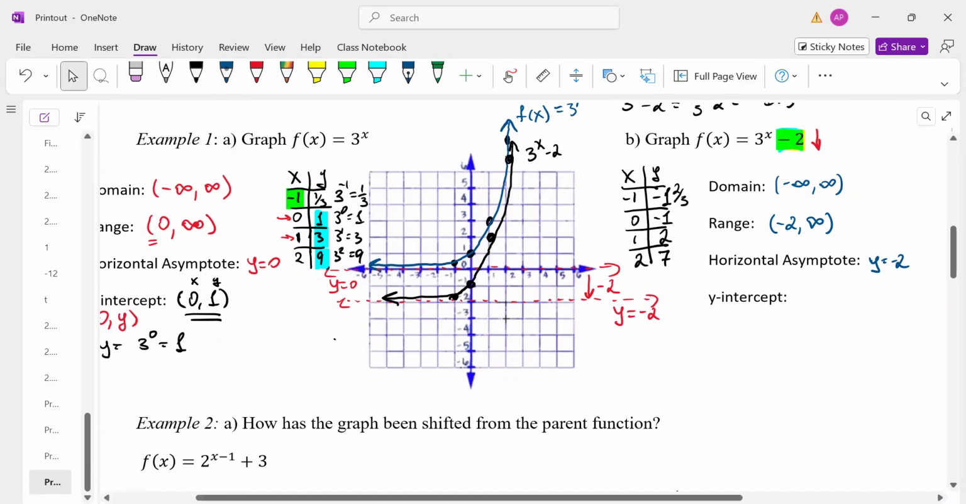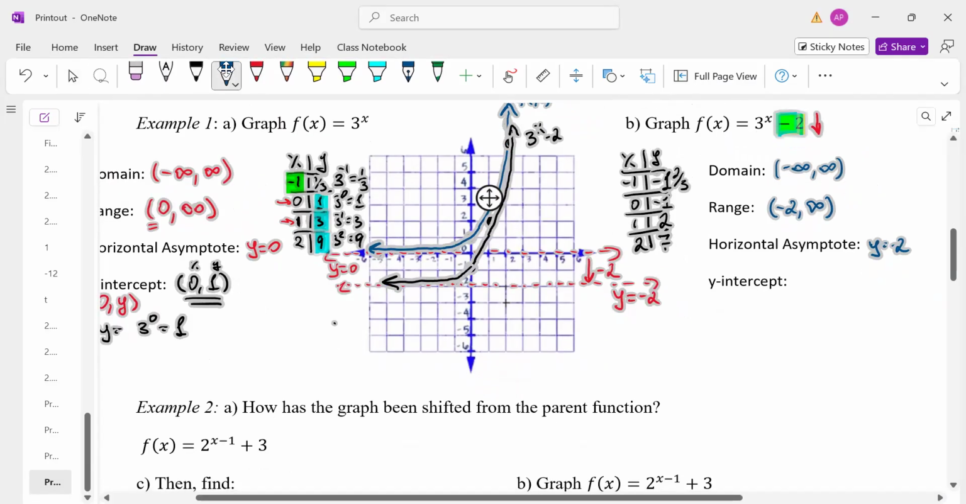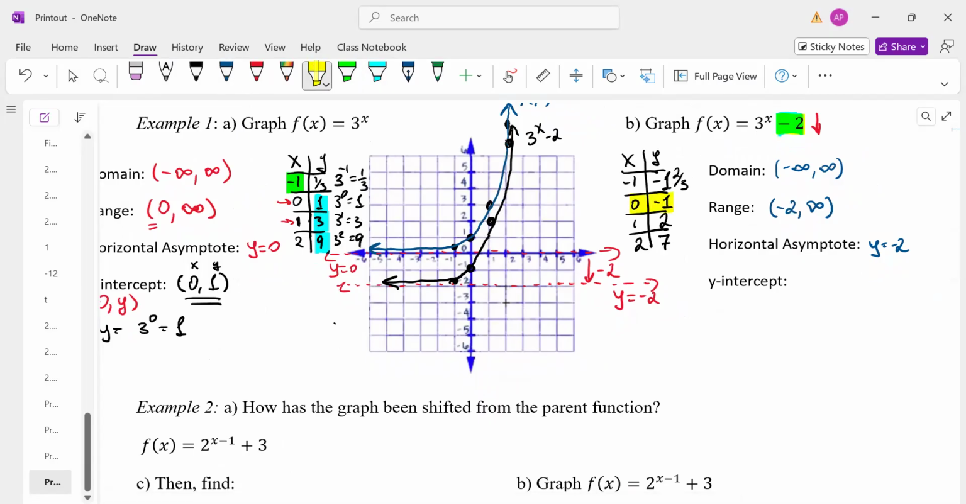And now the y-intercept, we can kind of see it on our graph. That's when x is equal to 0 right here. You can, once again, if you don't have this table already, you can calculate what it is. It's going to be 3 to the power 0 minus 2. Please remember that anything to the power 0 is 1, so 1 minus 2 is equal to -1. But you do need to remember to write this as an ordered pair.